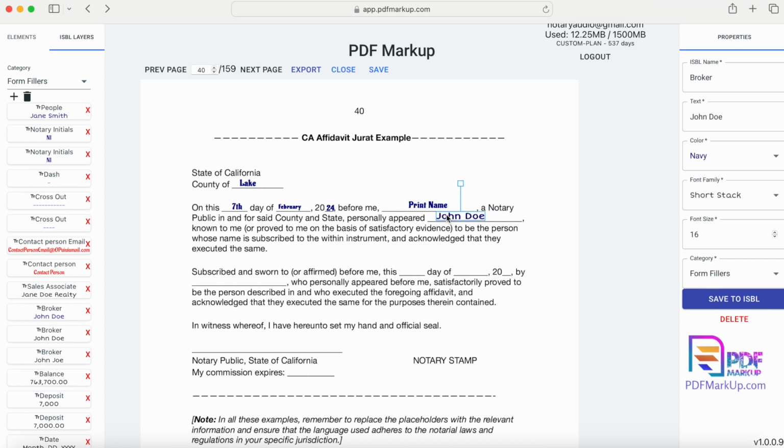Subscribed and sworn to or affirmed before me on this blank day of blank 20 by blank, who personally appeared before me, satisfactorily proven to be the person described in and who executed the foregoing affidavit and acknowledged that they executed the same for the purpose therein contained. In witness whereof I have hereunto set my hand and official seal. So we're going to fill that out.